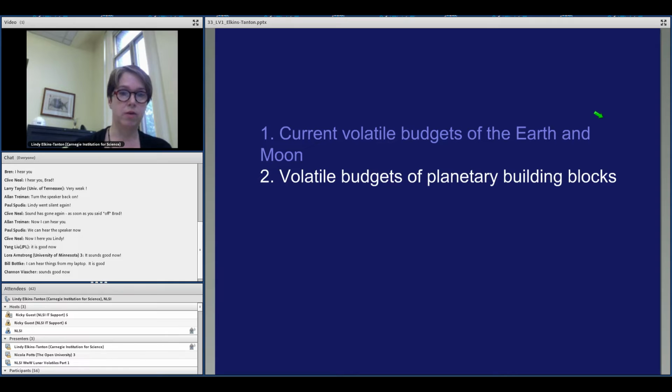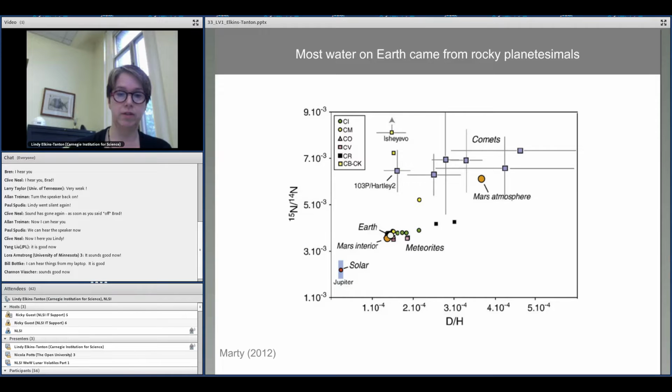So the next way to look at what the primordial estimate might be would be to look at the volatile budgets of planetary building blocks, the material that presumably went into building the Earth and the Moon. And so I really love this image from Marty 2012 showing D to H ratio along the horizontal axis and nitrogen isotopes on the vertical axis. You can see the Earth right here in the middle. And so, of course, the argument used to be that water was added late via comets, and all these cometary values up here do not match the Earth's D to H ratio, but then Comet Hartley 2 is within error of D to H, but it still doesn't match in nitrogen isotopes.